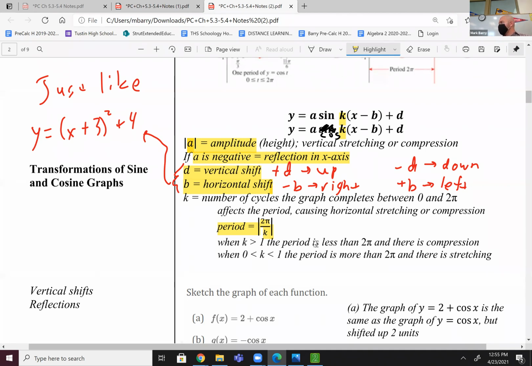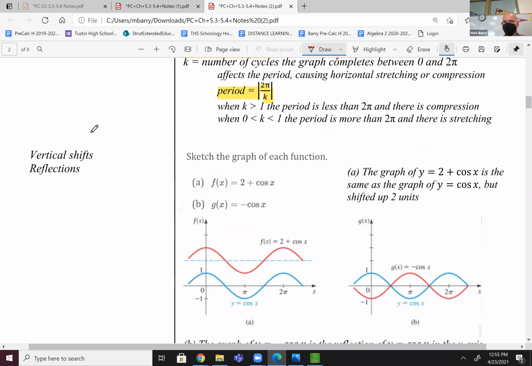So we're going to take a look at some transformations now that the notes have kind of done for us, but we're just going to analyze them. And then we're going to do some transformations on our own, okay? All right, so let's scroll down a little bit here. So we have 2 transformations here to start. We have vertical shifts and we have reflections, okay? So vertical shifts, so this +2 right here is shifted up 2 units, okay? That's an up 2 shift.